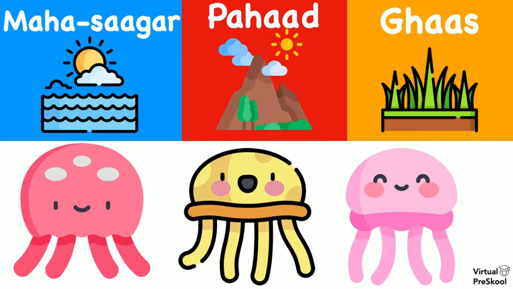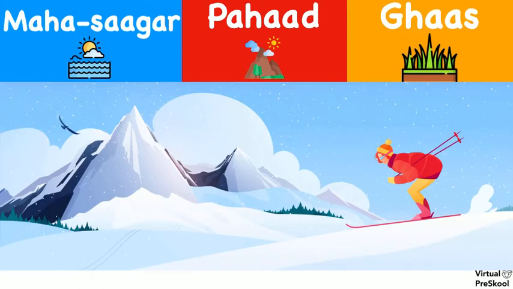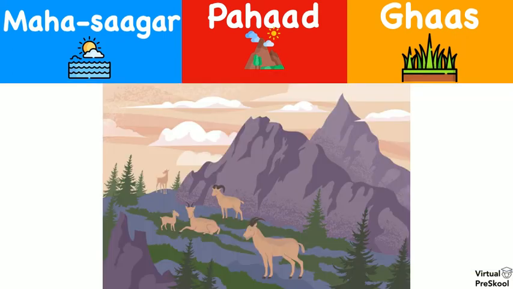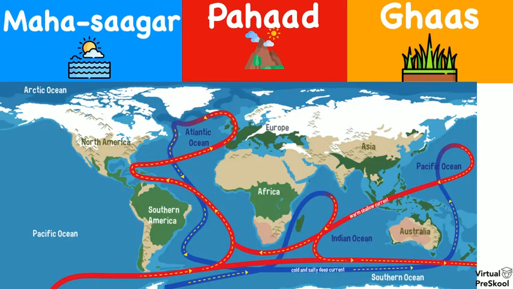In the Mahasagar, Pahad, or ghas? If you said Mahasagar, excellent work. People like to go skiing in the Mahasagar, Pahad, or ghas? In the mountain, right? In the Pahad. And where are these bakris right now? Are they in the Mahasagar, Pahad, or ghas? These bakris are in the Pahad, in the mountain.